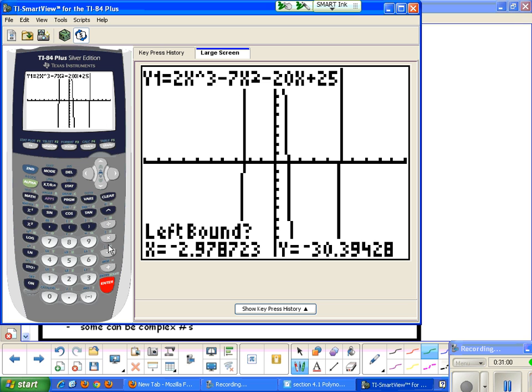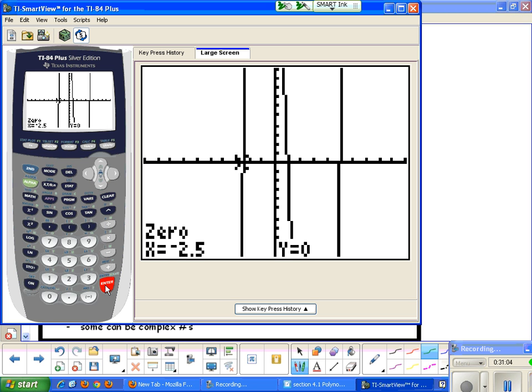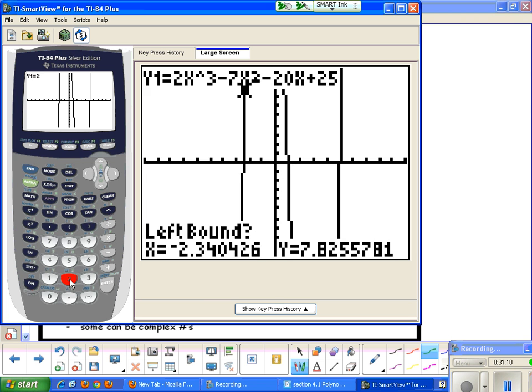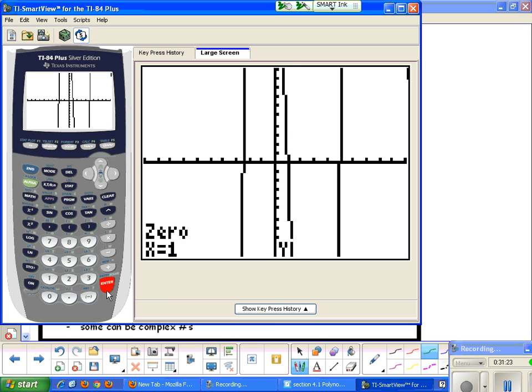So something to the left, enter, something to the right, enter, and enter. So one of my zeros is negative 2.5. Now I'm going to do the next one. Second trace 0, so I have to do it again. It might be more helpful if I zoomed out so you could see a little bit better. So left bound, enter, right bound, enter, and then enter. And I get a value of 1.